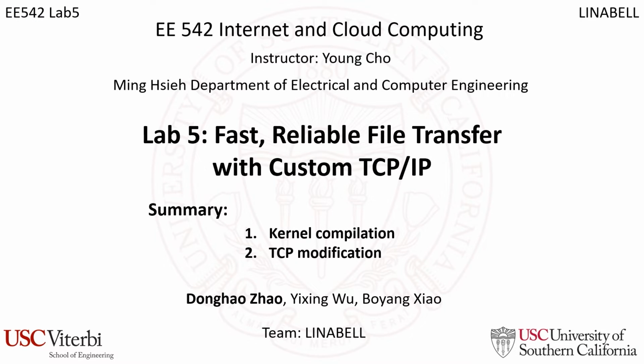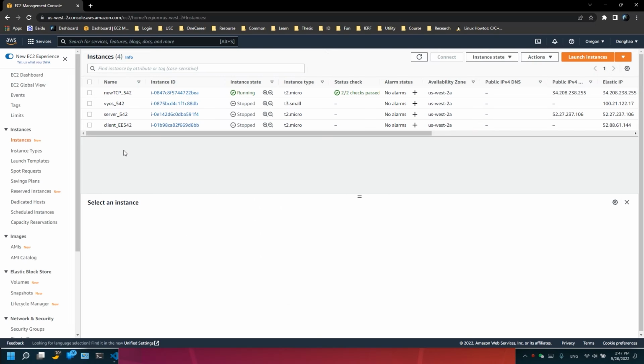Hi, this is Donghao ZHAO. In this presentation, I will show you how we compiled the kernel and how we modified the TCP stacks. The first part is to change the disk size of our AWS instance because compiling needs a lot of space. To do that, we need to go to the AWS instances page and select the instance.